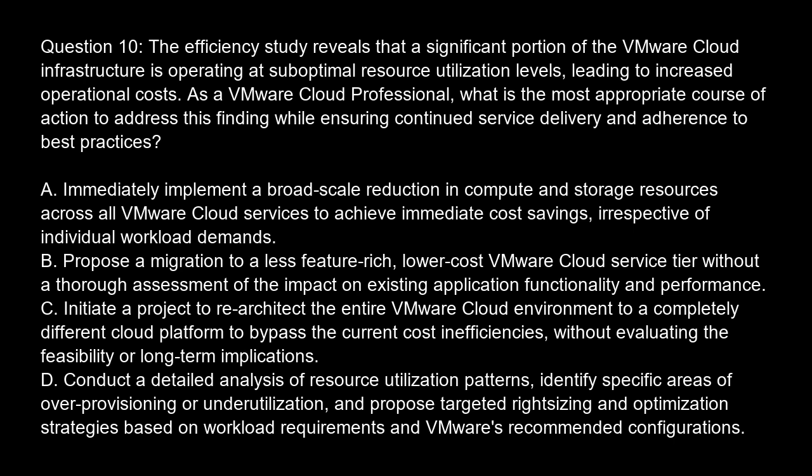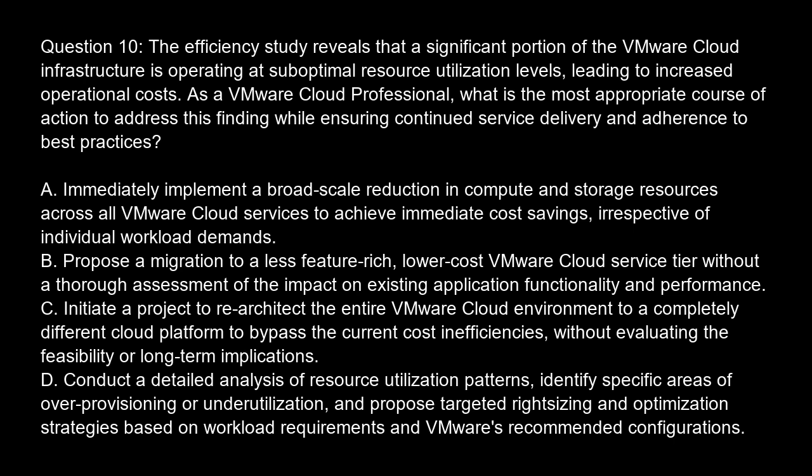Option A. Immediately implement a broad-scale reduction in compute and storage resources across all VMware cloud services to achieve immediate cost savings, irrespective of individual workload demands. Option B. Propose a migration to a less feature-rich, lower-cost VMware cloud service tier without a thorough assessment of the impact on existing application functionality and performance. Option C. Initiate a project to re-architect the entire VMware cloud environment to a completely different cloud platform to bypass the current cost inefficiencies, without evaluating the feasibility or long-term implications.